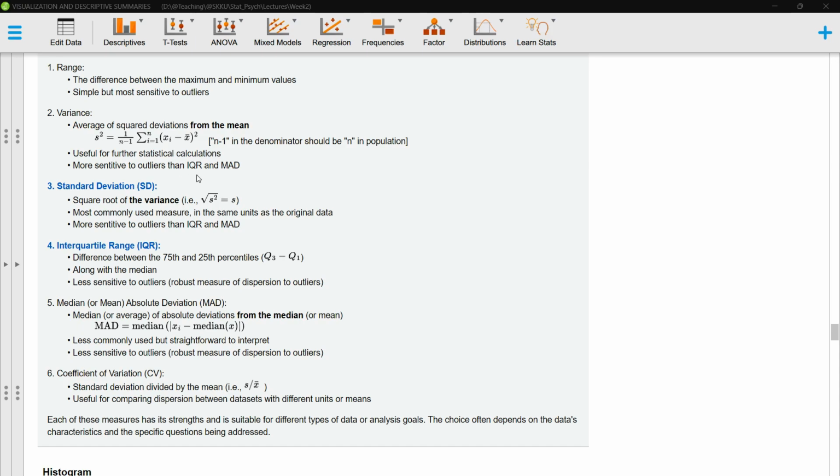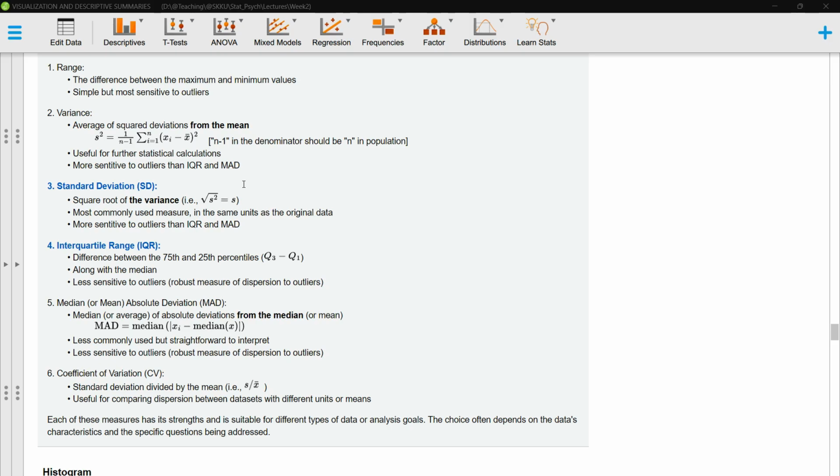So the IQR and the MAD, the median absolute deviation from the median, are also measures of dispersion, and those measures of dispersion are based on the median, and they go along with the median. But the variance and the standard deviation are calculated from the mean, as deviations from the mean. So variance and standard deviation go along with the mean.